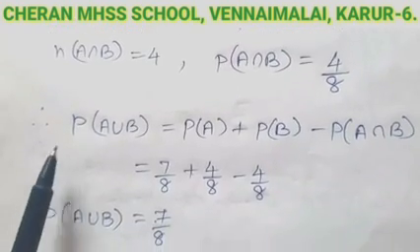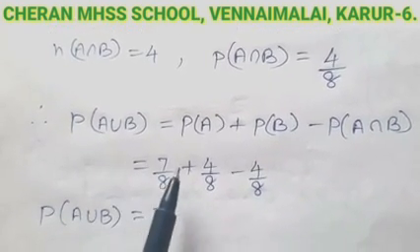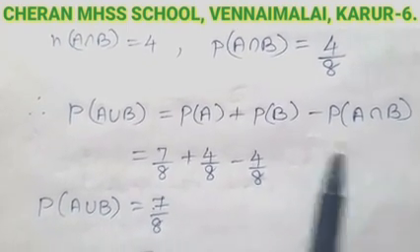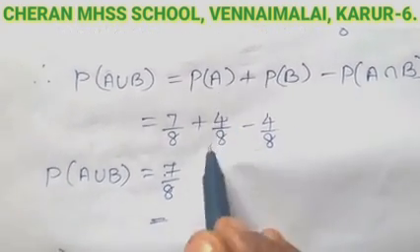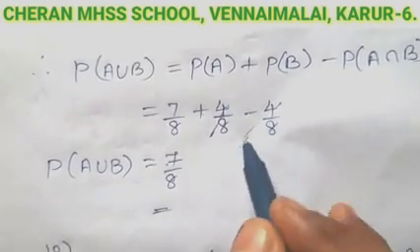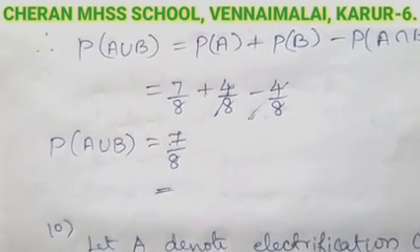We write the formula P of A union B is equal to P of A plus P of B minus P of A intersection B. We substitute the values. These 2 values get cancelled. So we get 7 by 8. P of A union B is 7 by 8.